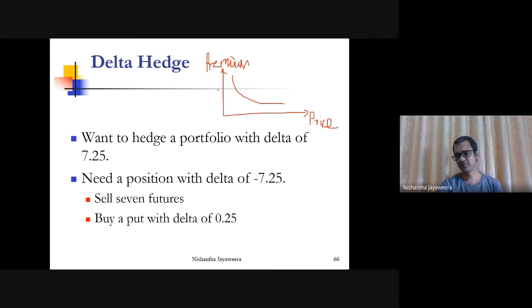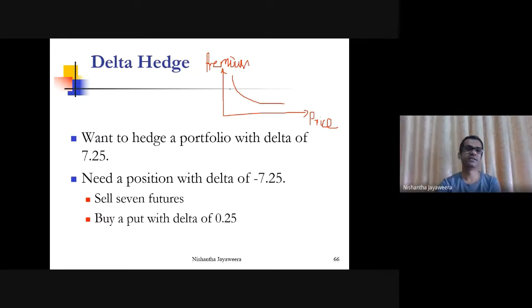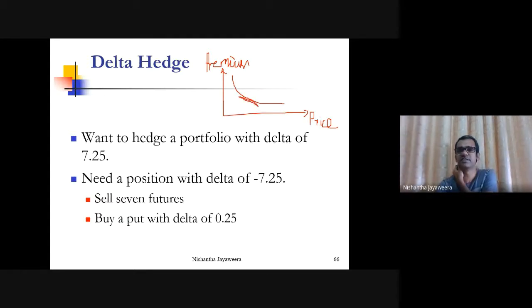So it's like, indeed, it's not exactly this way. However, whatever the sensitivity here is different from the sensitivity here and the sensitivity there. So at different prices, delta changes. That means the slope of this curve changes, similar to duration.